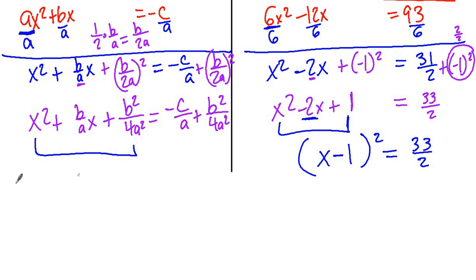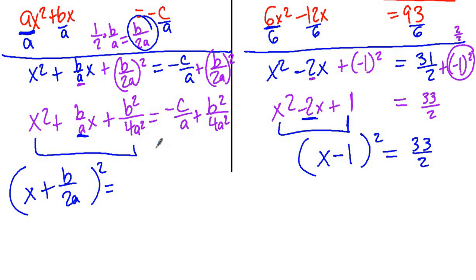Okay, this side, what does this factor to? That factors to whatever half of that number is. And remember, we found that up here. Half of that number was b over 2a. So that's the same thing. Okay, how do we add these together? We're going to have negative c over a.